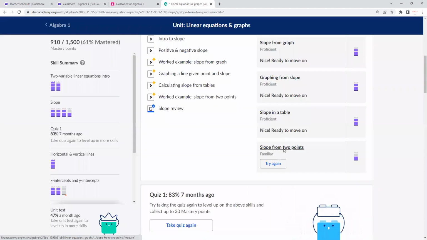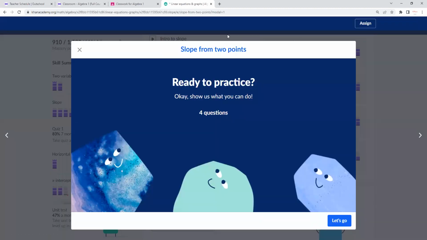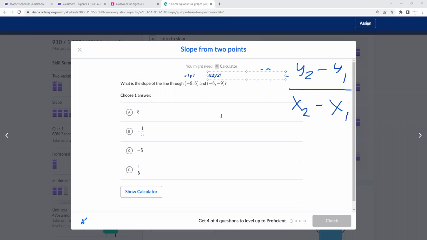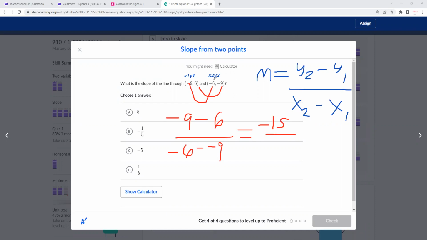Now, slope from 2 points. You're going to be using the same formula. So when they give you your 2 coordinate points, they're going to be in order. It's going to already go x1, y1, x2, y2. You don't have to figure it out. Just know it's already in order anytime you're given 2 points, 2 coordinate sets. So y2 minus y1, x2 minus x1. This is going to get you negative 15. This will get you 3. And so negative 15 over 3 is negative 5.